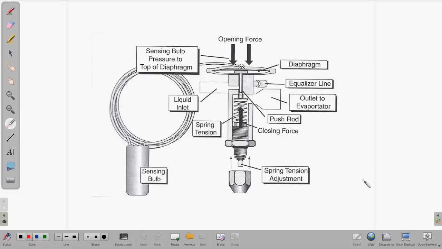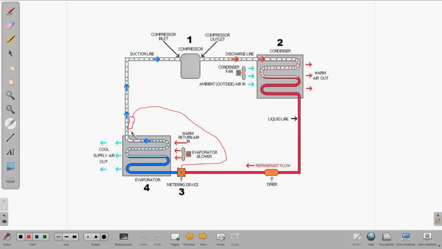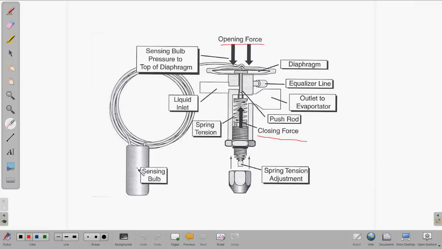So let's talk about the opening force. The opening force is the sensing bulb on the TXV, which is attached to the outlet of the evaporator. Now, when this bulb is properly attached and insulated if need be, what happens when the temperature of the outlet of the evaporator coil starts to increase?